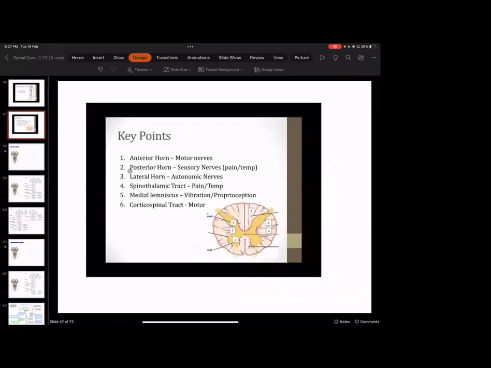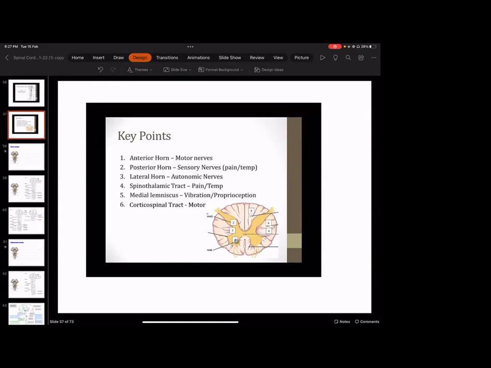Lastly, I have just a bunch of key points I'd like to go over before we go into the lesions lecture. You have the anterior horn, which has the motor nerves. Your anterior horn is over here. This is where your lower motor neurons are going from. So from here, all the neurons are going to come here, and it's going to go from here this way. So if you have a lesion here, it's going to cause lower motor neuron lesions.